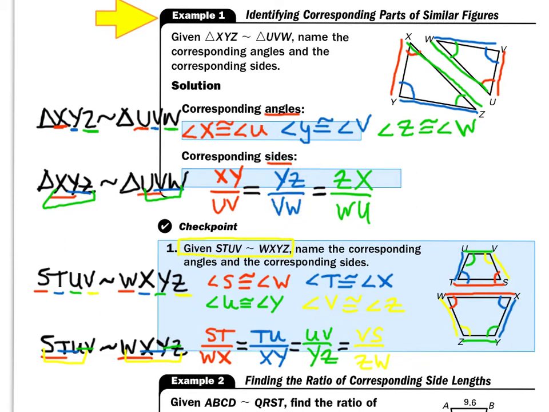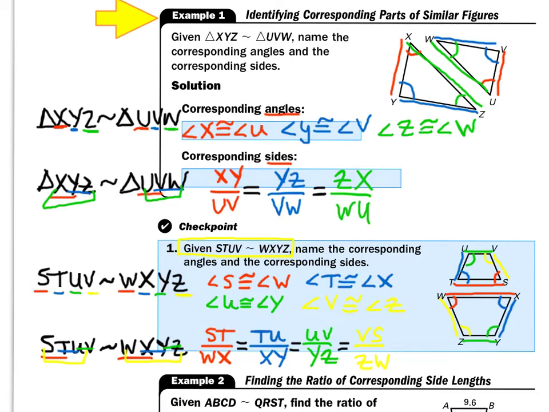And then grab your green and do the first to the last letter. So X to Z has to match U to W. And so I put X to Z over UW. Okay, and so I matched up the sides. Go ahead and look at checkpoint number 1. Given STUV is similar to WXYZ, match the angles and match the sides.